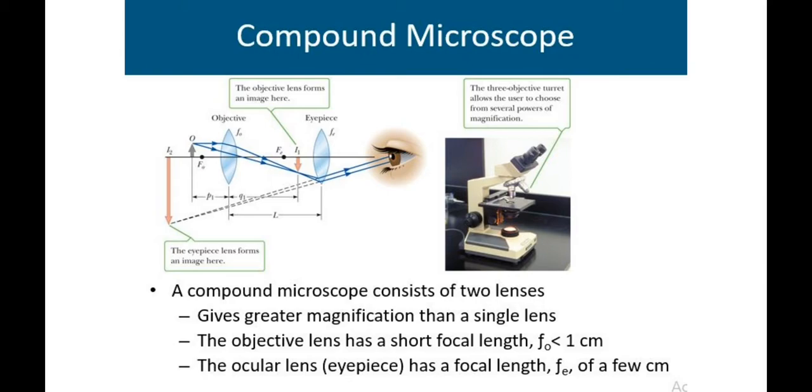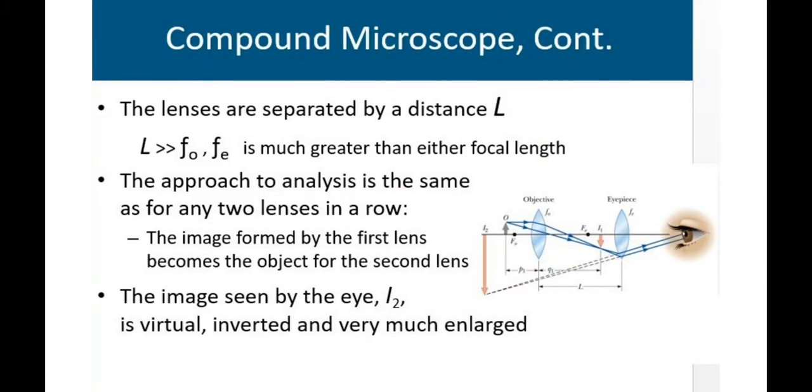Some microscopes are more complicated. They include some mirrors or prisms to get this image not inverted but in the right, upright orientation.